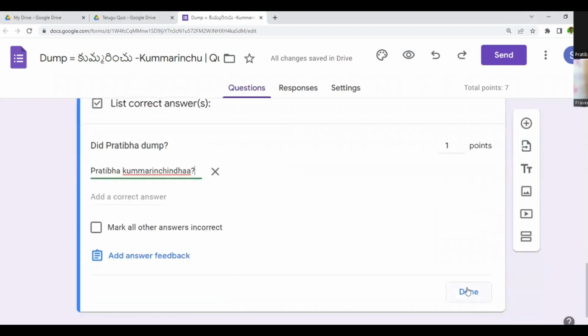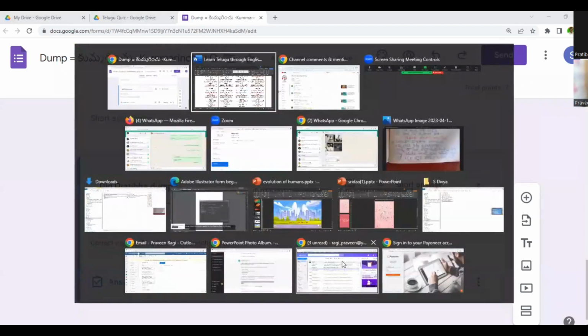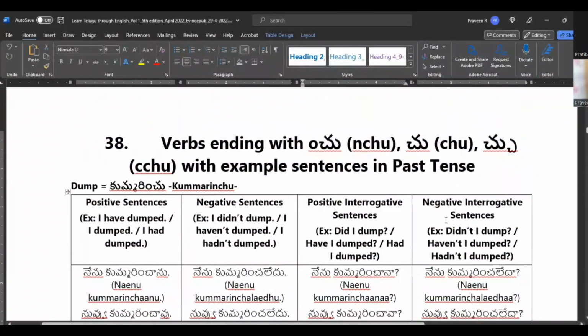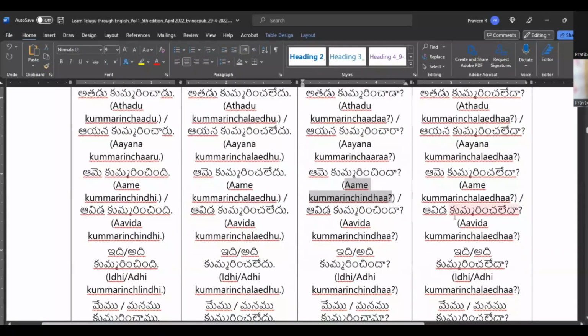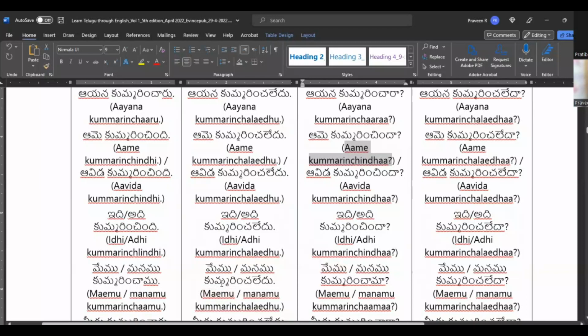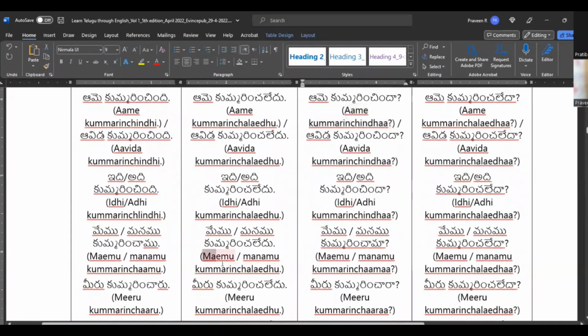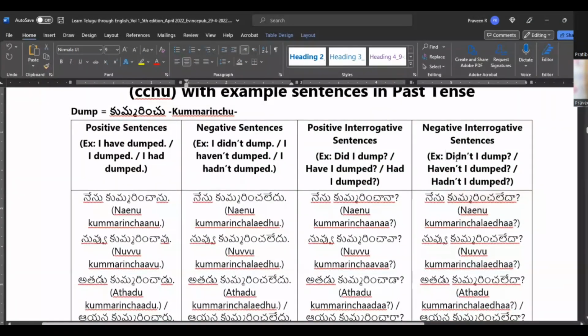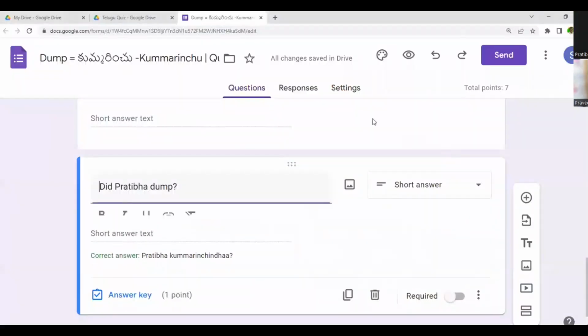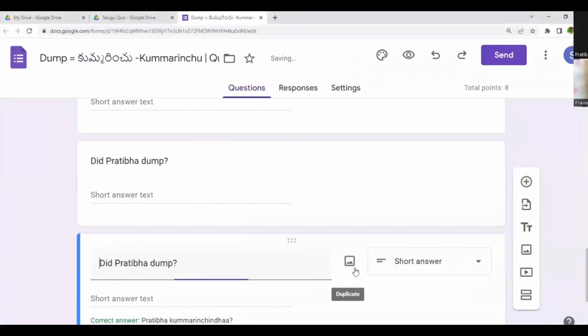Okay. Now let's take this one. Now let's see the next category. That is negative interrogative sentence. We see one example maybe from here. Okay. Read this one and make the question. Memu kummarinchaledaa. Perfect. Okay. So for that, let me copy this one. Instead of did I dump, I will write did we dump. So I'll make a copy.